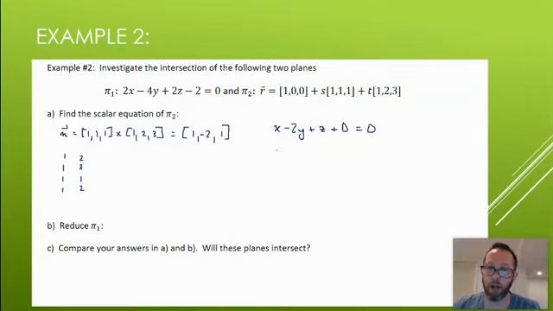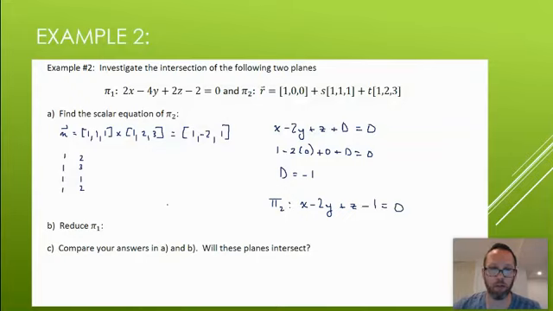Plug in your point. I chose an easy one, 1, 0, 0. 1 minus 2 times 0 plus d equals 0. So 1 plus d equals 0, or d equals negative 1. So here we have the plane pi 2 is x minus 2y plus z minus 1 equals 0. So now we have the scalar equations.